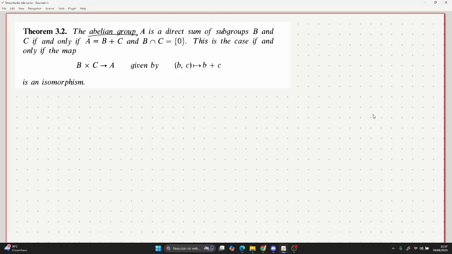The abelian group A is a direct sum of subgroups B and C if and only if A equals B plus C and the intersection between B and C is the element 0. This is the case if and only if the map B Cartesian C maps to A, given by (b, c) maps to b plus c, is an isomorphism.